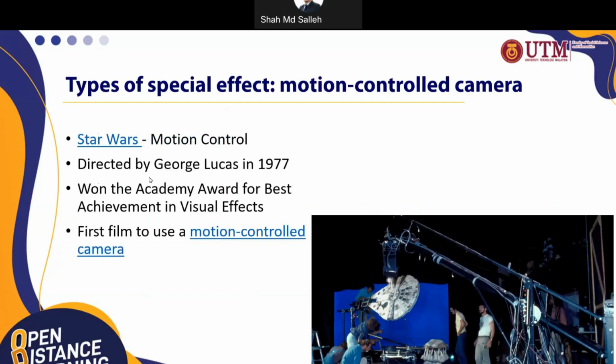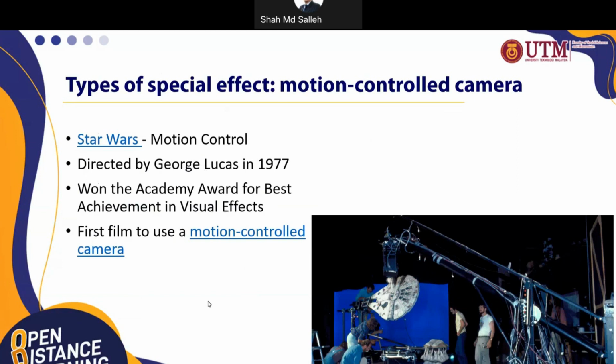Okay, motion control camera. They are using it in Star Wars. The shooting is Star Wars, George Lucas. Okay, in 1977, it won the Academy Award for best achievement in visual effects. Okay, the first time using a motion control camera. Okay, and then robotic. Okay, robotic or mechanical.